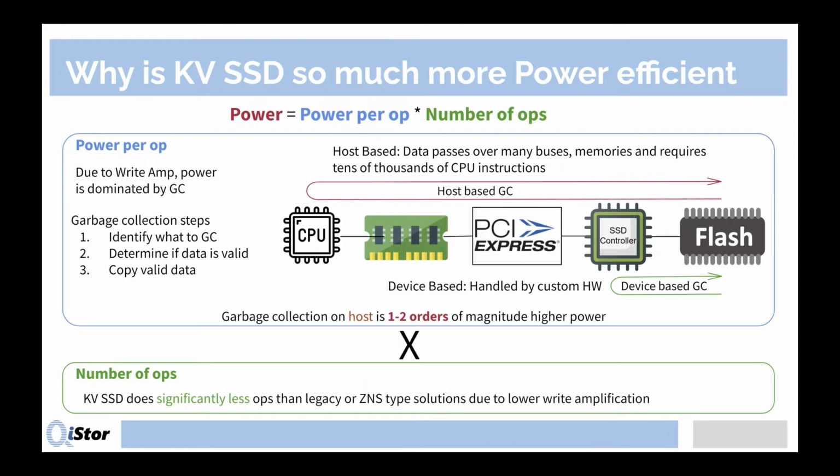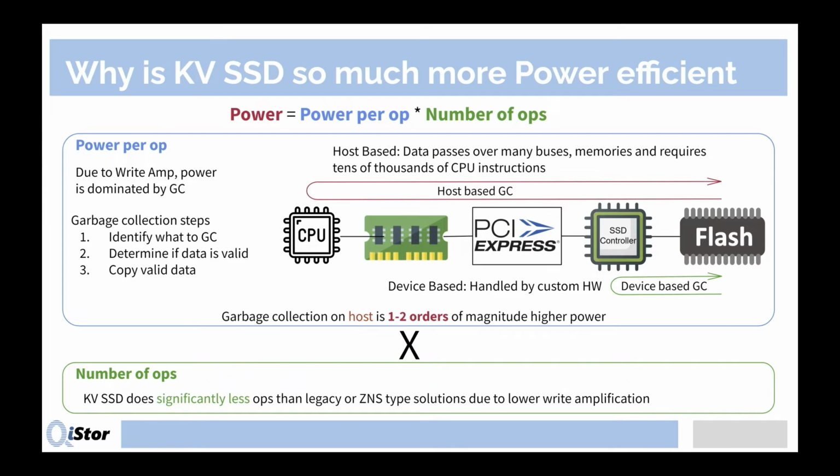Now, with device-based garbage collection, this is pretty much handled by custom hardware, and the loop is much smaller. It's just into the device and back to the flash. So this should be 1 to 2 orders of magnitude power difference, which is quite significant. And that's just the power per operation.